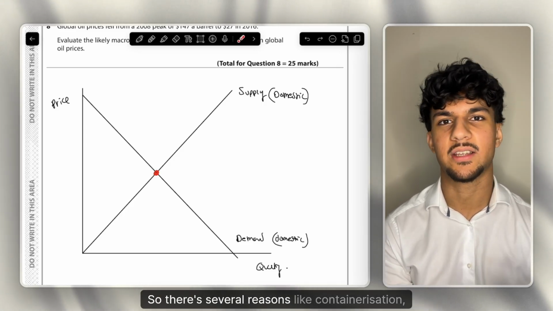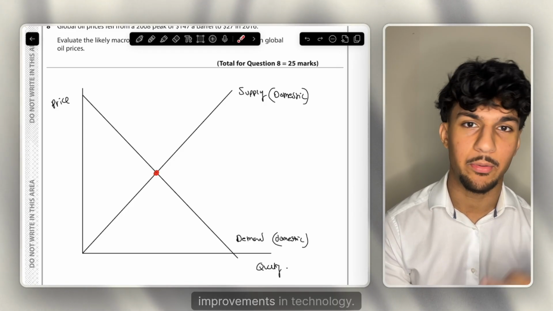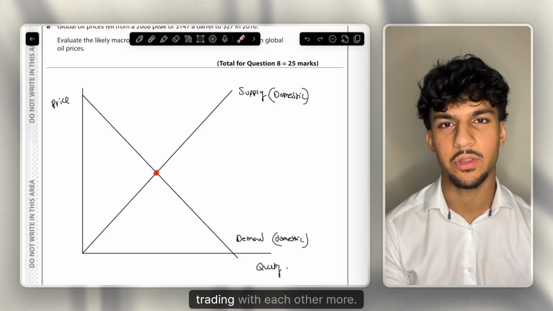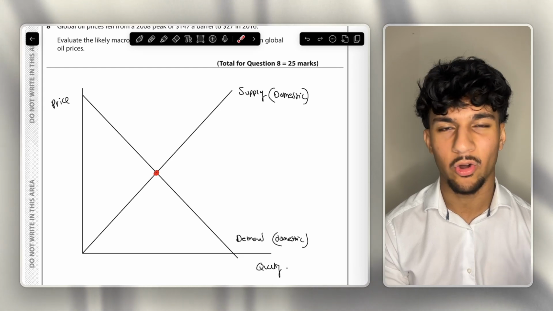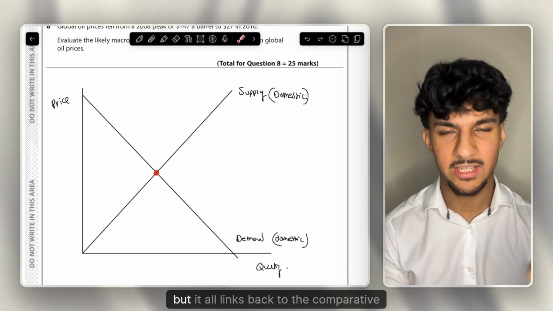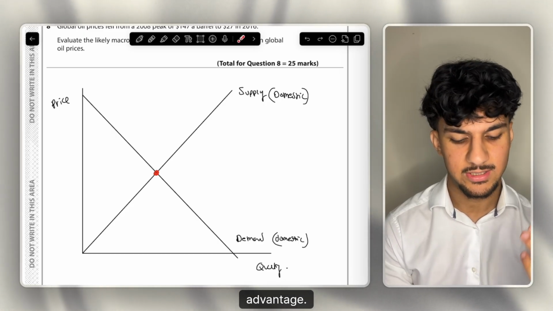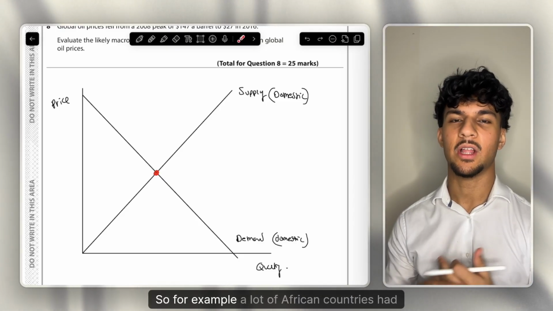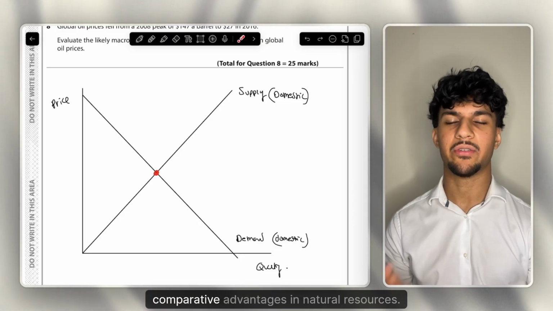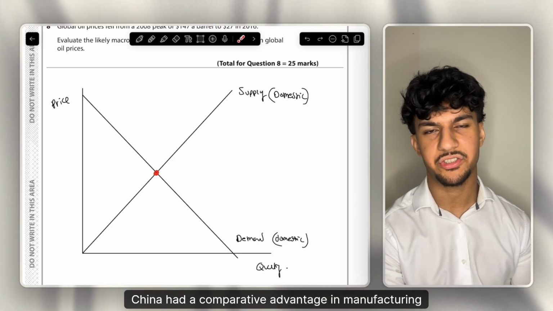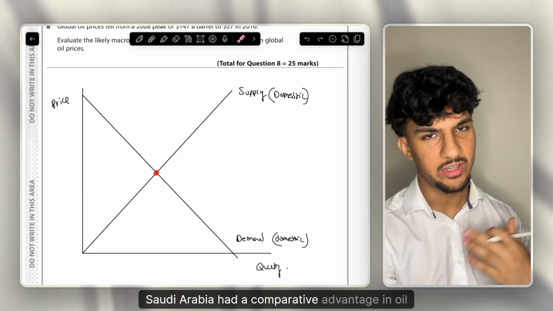So there's several reasons, like containerization, improvements in technology. It basically meant overall countries started trading with each other more. And this is why, for this topic, you need to be very strong on the theory. But it all links back to comparative advantage. So every country had a comparative advantage. For example, a lot of African countries had comparative advantages in natural resources. China had a comparative advantage in manufacturing goods. Saudi Arabia had a comparative advantage in oil.